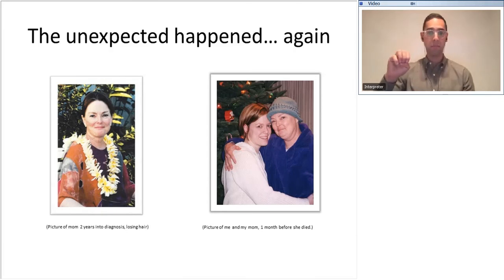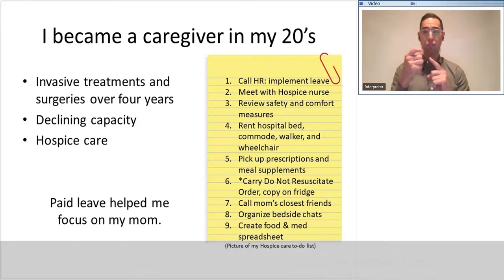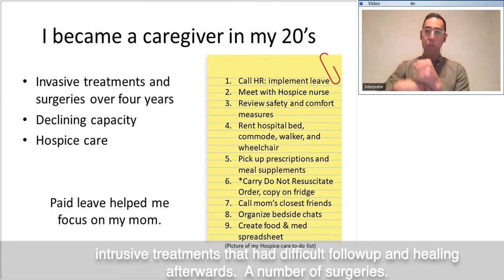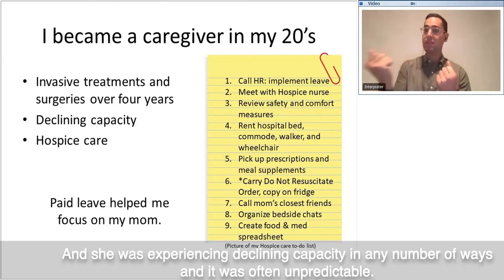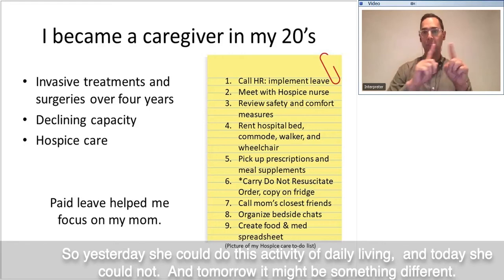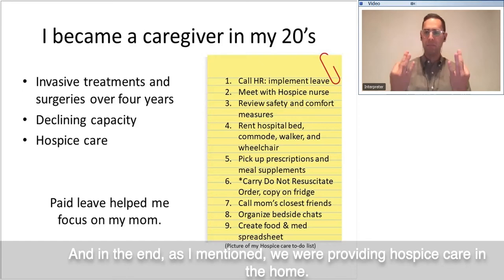Next slide. So I was in a really unusual situation in my 20s. I was a caregiver. My father was the primary caregiver, and I was providing him support through these four years of really invasive, intrusive treatments that had difficult follow-up and healing afterwards, a number of surgeries. And she was experiencing decline in capacity in any number of ways, and it was often unpredictable. So yesterday she could do this activity of daily living, and today she could not. And tomorrow it might be something different. So it required a lot of support, a lot of communication between family members, and a lot of time. And in the end, as I mentioned, we were providing hospice care in the home.